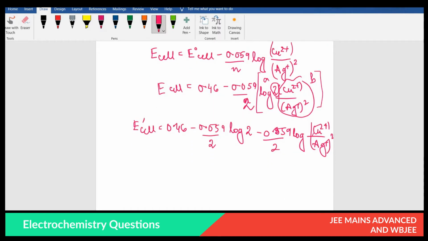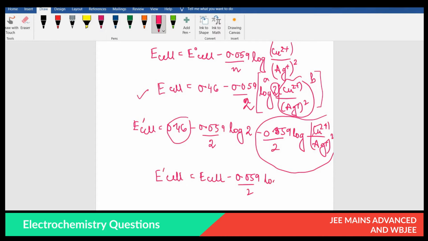Now see, if we compare E cell and E prime cell, what is the difference? See, 0.46 minus of this part is common in E cell as well, right? In this E cell equation, only this part is the additional part, right, students? So we can write E prime cell is basically E cell, the above E cell, minus 0.059 by 2 log of 2, right?